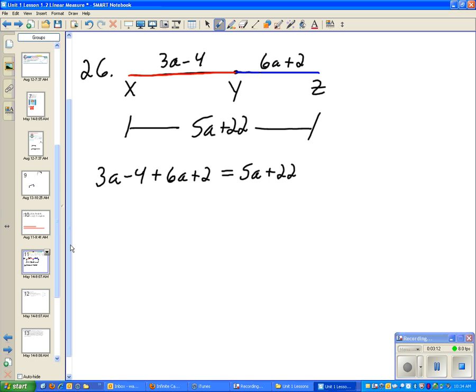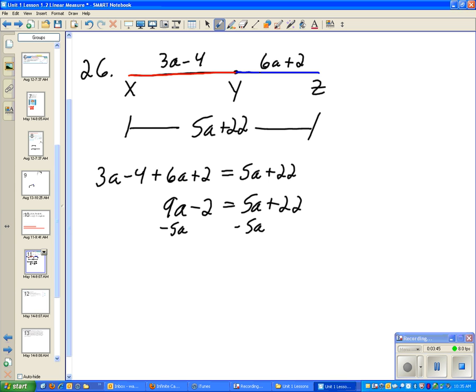All right. On either side, you always want to simplify before you solve. So on the left side, we can combine like terms. What's 3a plus 6a? 9a. What's negative 4 plus 2? All right, so we've got a much simpler equation now. So now, I'm trying to get just one a term. I don't want two a terms in my equation. So I'm going to subtract 5a from both sides.